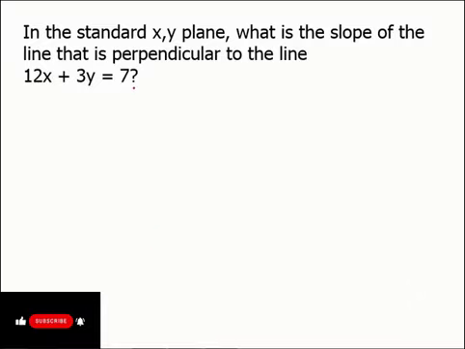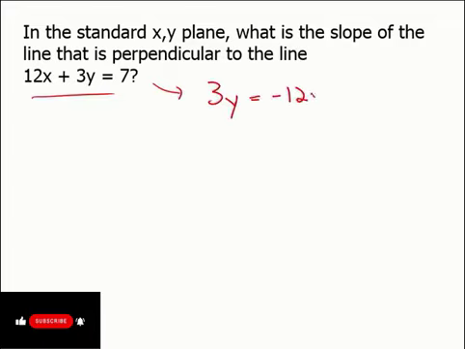So the first thing we have to do is write this line in slope-intercept form, that is in y equals mx plus b form. So I'm going to subtract 12x from both sides. 3y equals negative 12x plus 7. Divide by 3, I get y equals negative 4x plus 7/3. And what concerns me, of course, is the slope.